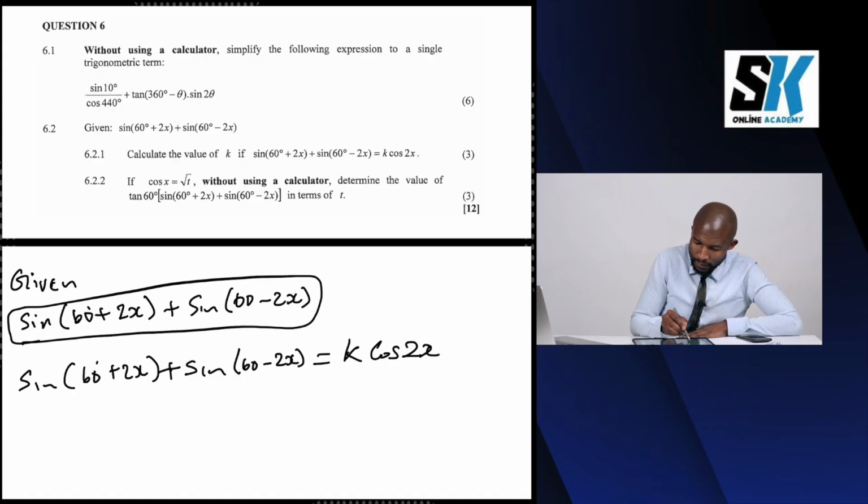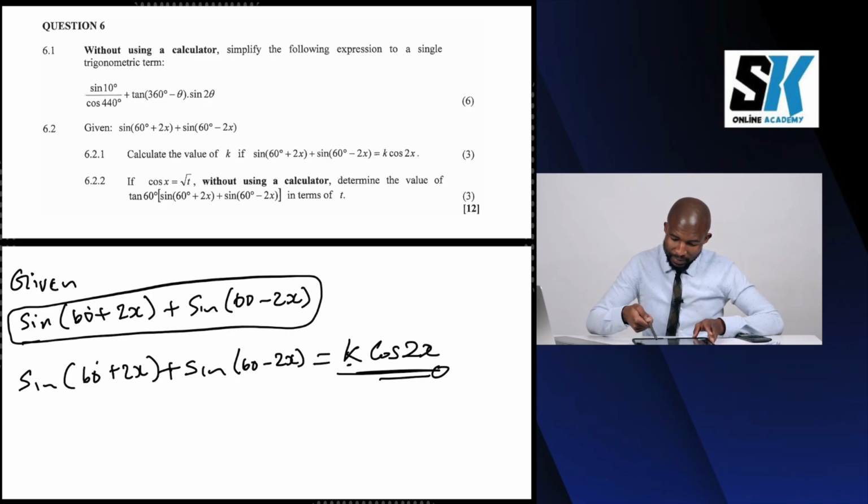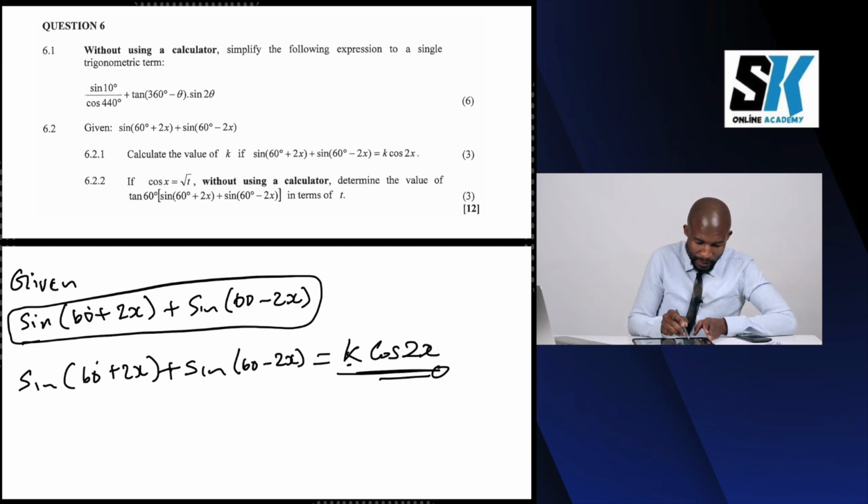If we look at this, we know that cos 2x is a double angle that is being multiplied by that k value. So what does that mean? It means the whole thing, sine (60 plus 2x) plus sine (60 minus 2x), is equal to k cos 2x, and we need to find k. So we have to divide by cos 2x to get the value of k. But firstly, we need to simplify what is happening on this side of the equation.